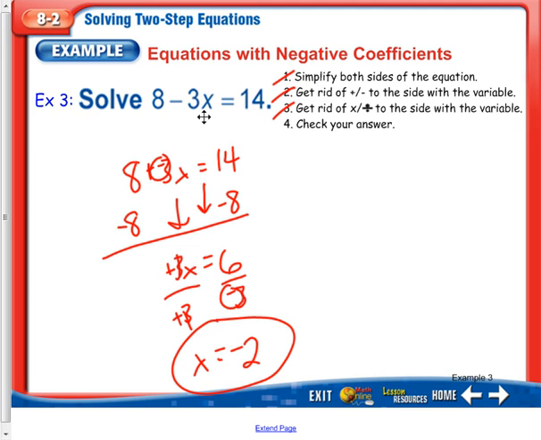Let's plug that in. Okay, so we had a -3. Remember, this is adding a negative. So -3 times -2, that would be +6. So 8 plus 6 is 14. That works. We checked it.